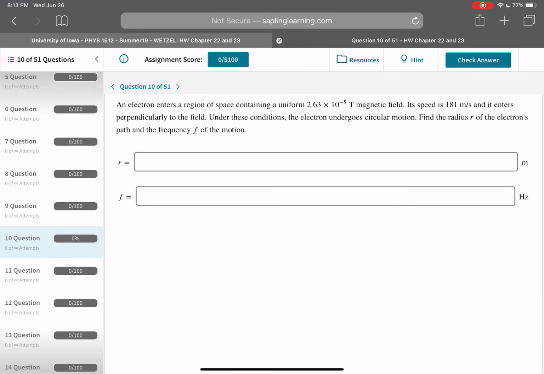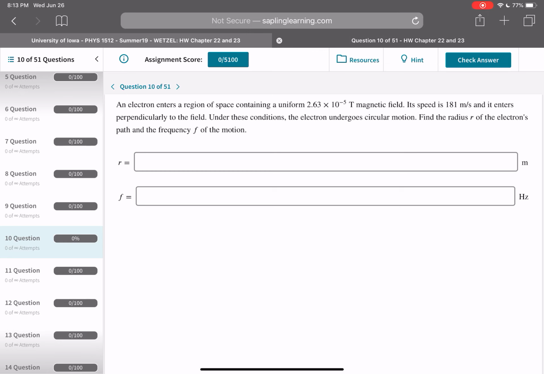Okay, an electron enters a region of space containing a uniform magnetic field. Its speed is 181 meters per second, and it enters perpendicularly to the field. Under these conditions, the electron undergoes circular motion. Find the radius r of the electron's path and the frequency of the motion. Again, there's a plug-and-chug problem.